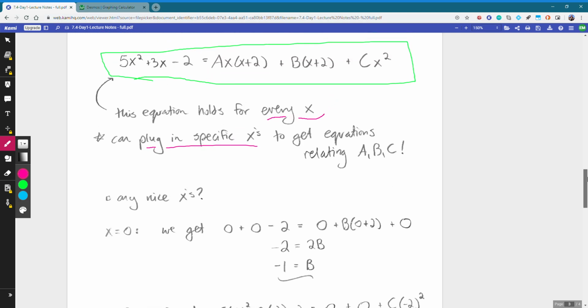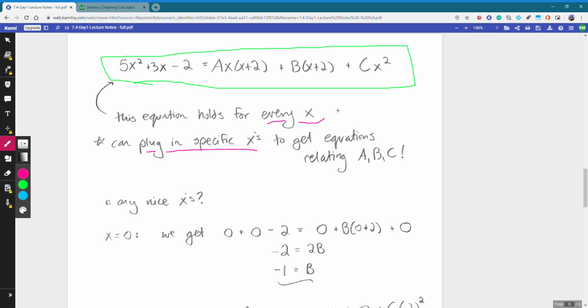Let me try and leave our original equation on the screen. So if we plug in x equals 0, we're going to get 0 plus 0 minus 2 on the left. And this first term will become 0 because we have a, whatever that is, times 0 times 2. So that'll be a big 0 plus b times 0 plus 2 plus 0. In this case, everything except our b disappears, and we can quickly solve for b and find what that is. So that's nice. All right, so 1 down, we know b, we just have 2 to go.